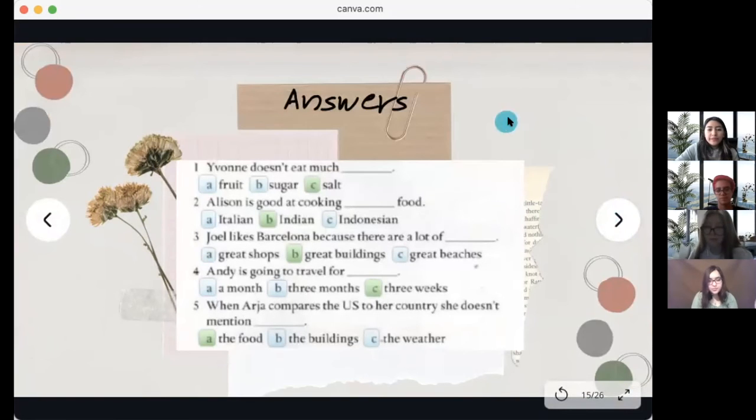The first one, Yvonne doesn't eat much salt. It's the correct one. The second one, it says, Allison is good at cooking Indian food. The third one is, Joe likes Barcelona because there are a lot of great buildings. That's correct. Andy is going to travel for 3 weeks. And the last one, when she compares the US to her country, she doesn't mention the food. So please write it in your notebook and pay attention.